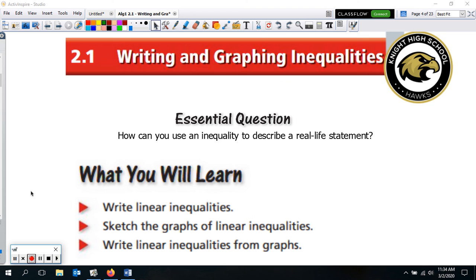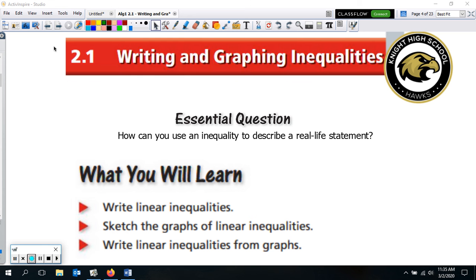Well, greetings once again, Algebra 1 students. We're here now looking in at Chapter 2 of the Algebra 1 book from Big Ideas. This is 2.1, and our title here is Writing and Graphing Inequalities. That video was a little intro to inequalities, showing us greater than and less than symbols. We're going to learn how to write and graph inequalities today.